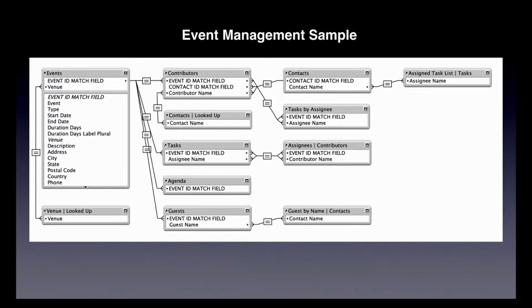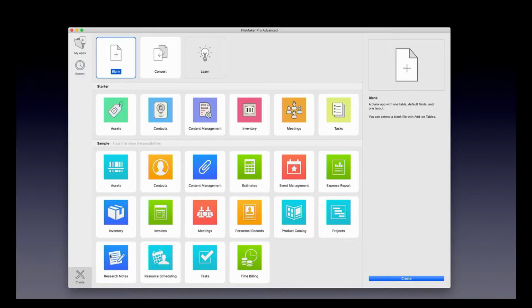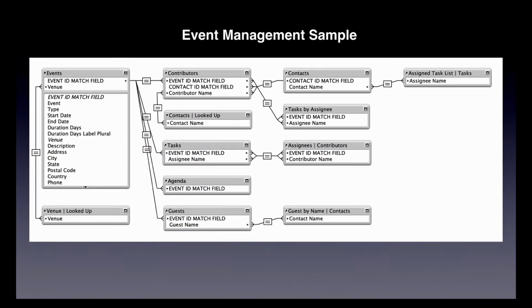So this is a comparison. I pulled the event management sample file off of, let's see, where is it? Here's the event management sample file that comes within FileMaker. And you can see this is the relationship graph behind that. And it's designed really for a first-time user.